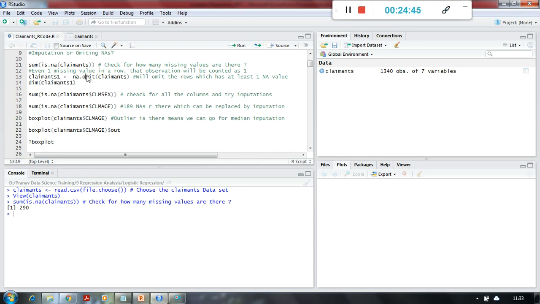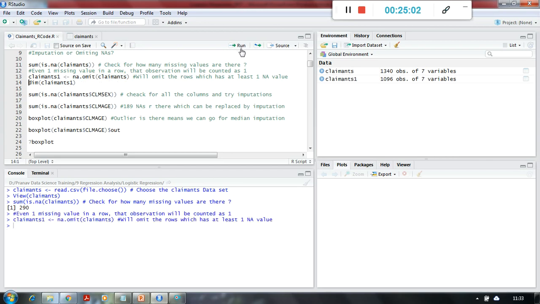And let's check if suppose I omit it. So here I am saying that whenever you are finding NA in claimants, simply omit. Okay, so na.omit from claimants, and give me claimants1, that is a new data set. Now if you see over here, the claimants1 is having 1096 observations and 7 variables. Okay, this is the dimension of claimants1.